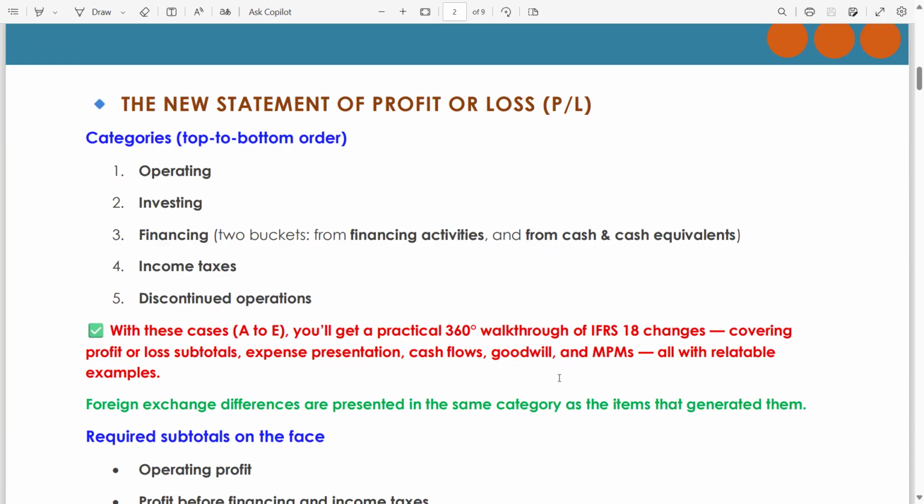Foreign exchange differences: foreign currency retranslation differences are presented in the same category as the items that generated them. Means if it's from the assets, or from the non-current assets, or from the liabilities, then the treatment would be as per them.